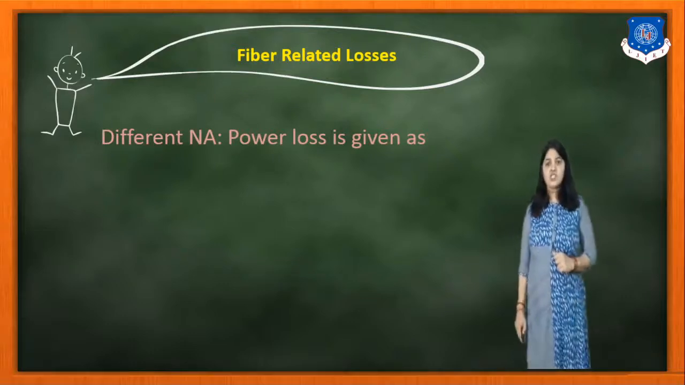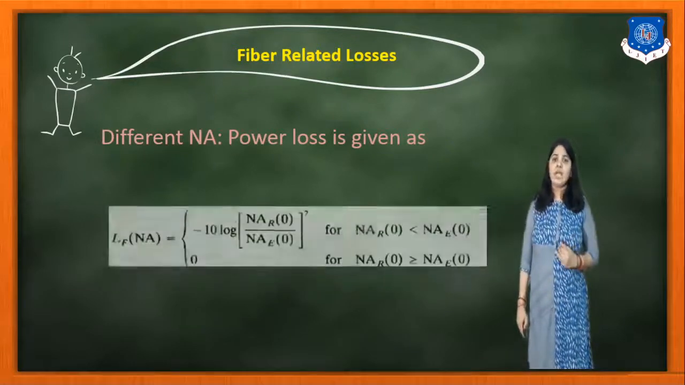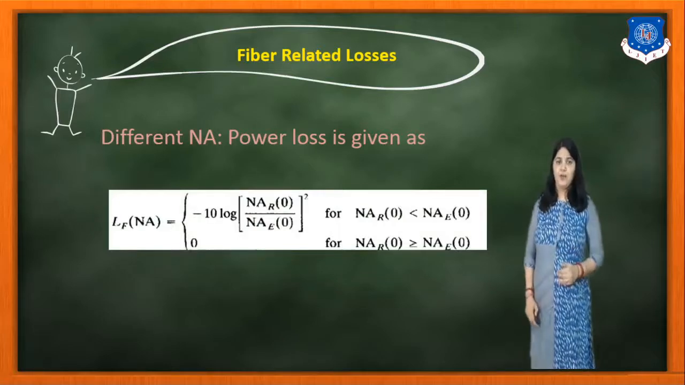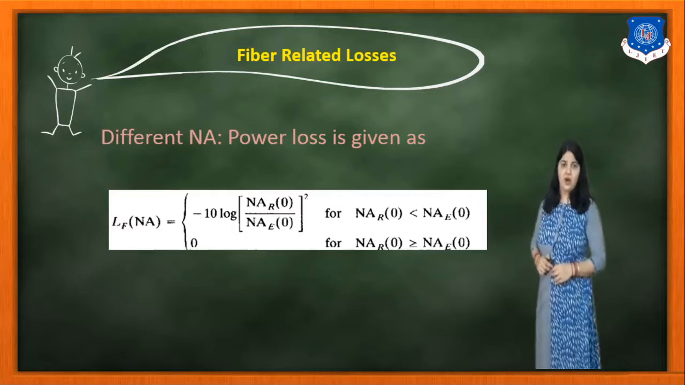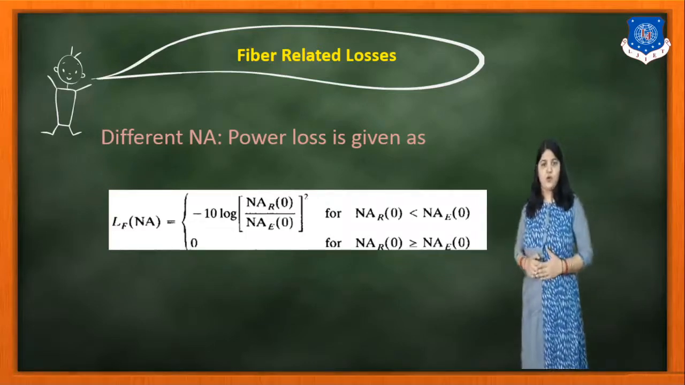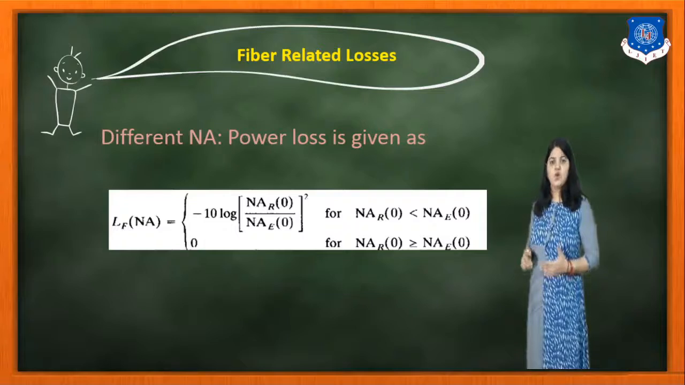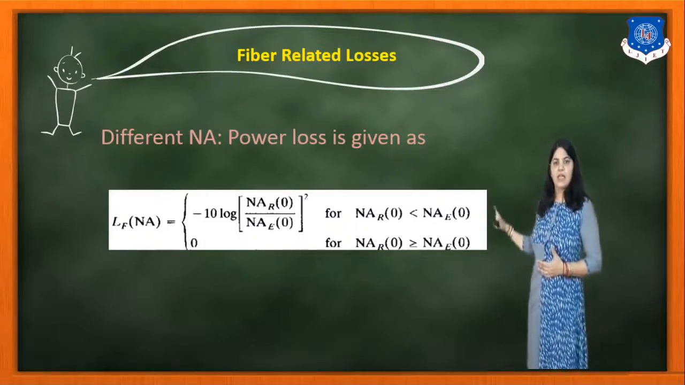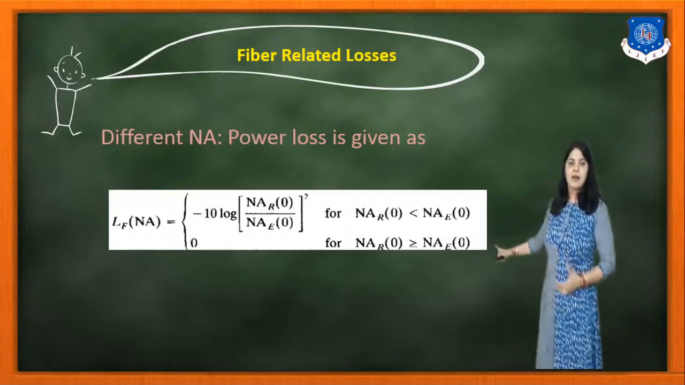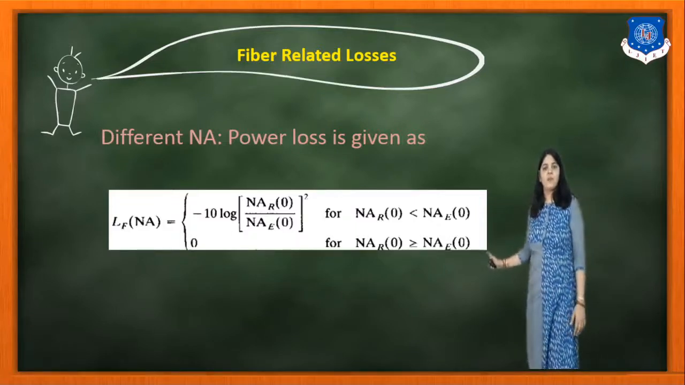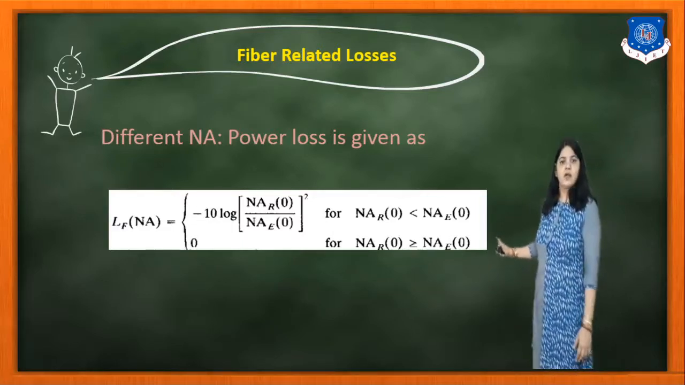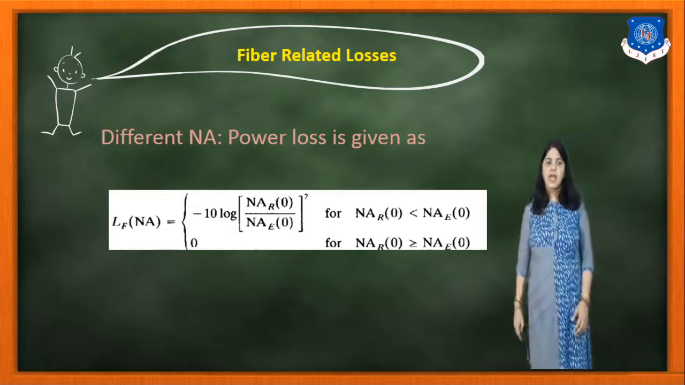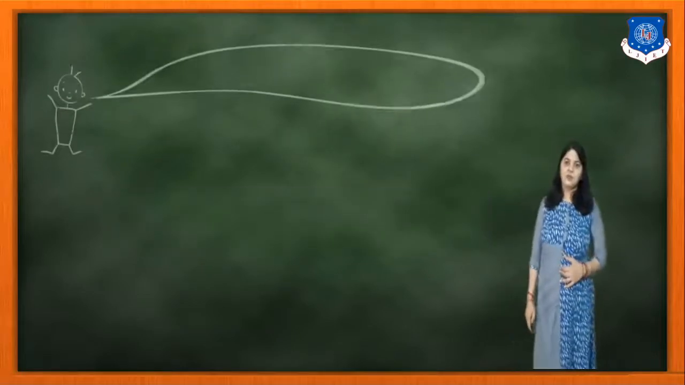For different numerical aperture, the power loss can be calculated by the formula L_F(NA) = -10 log (NA_R(0)/NA_E(0))^2 for NA_R(0) less than NA_E(0), and it is equal to 0 for NA_R(0) greater than NA_E(0).